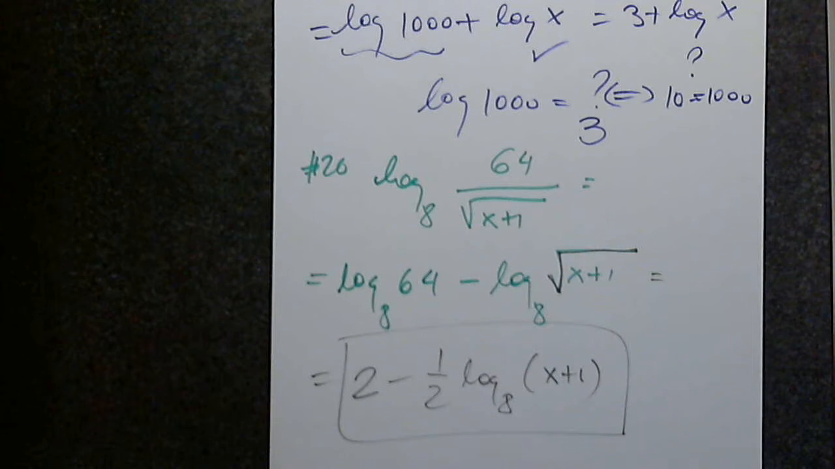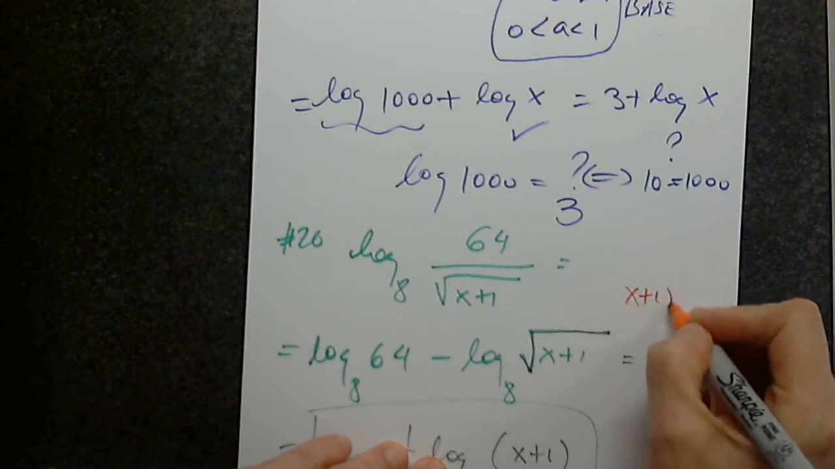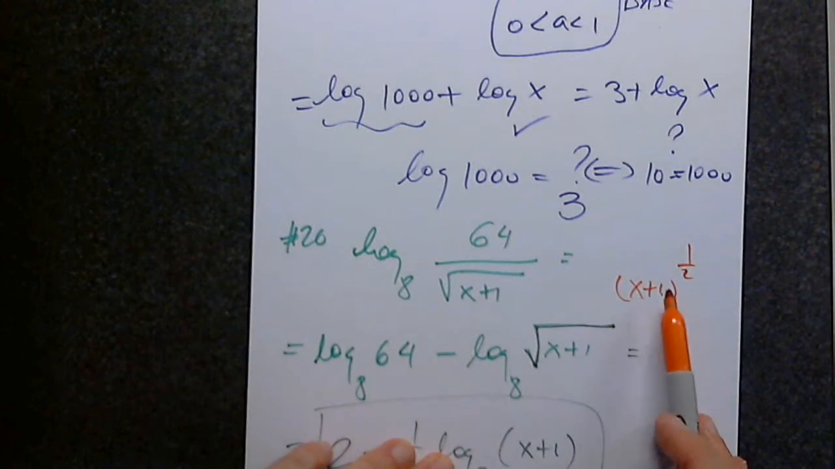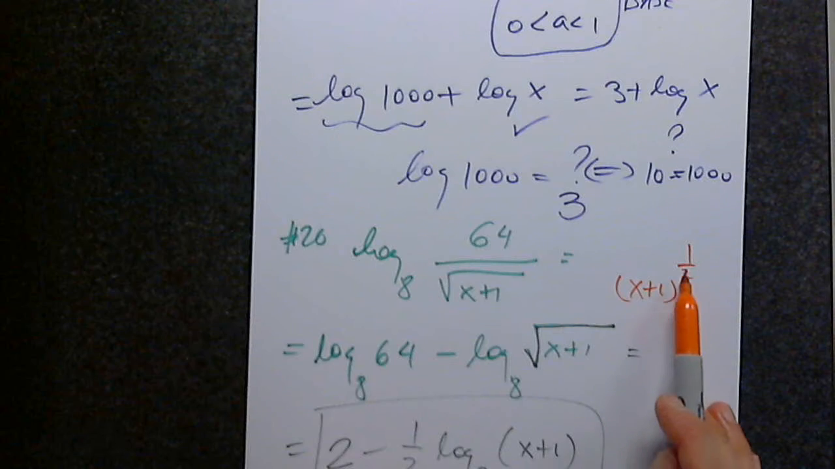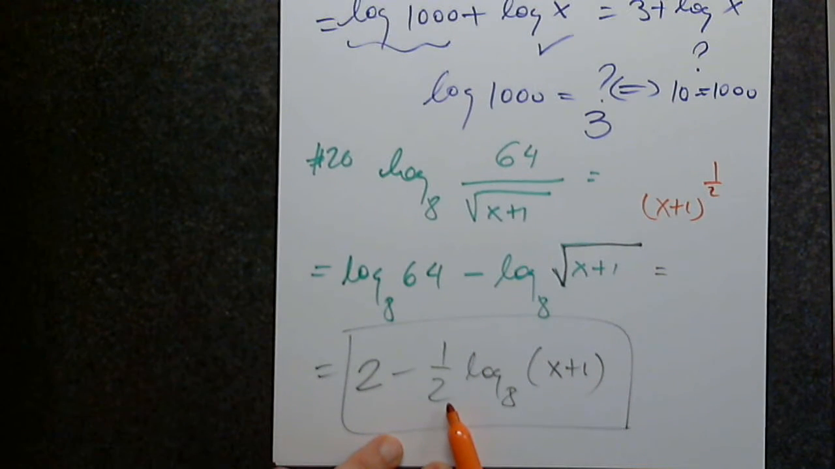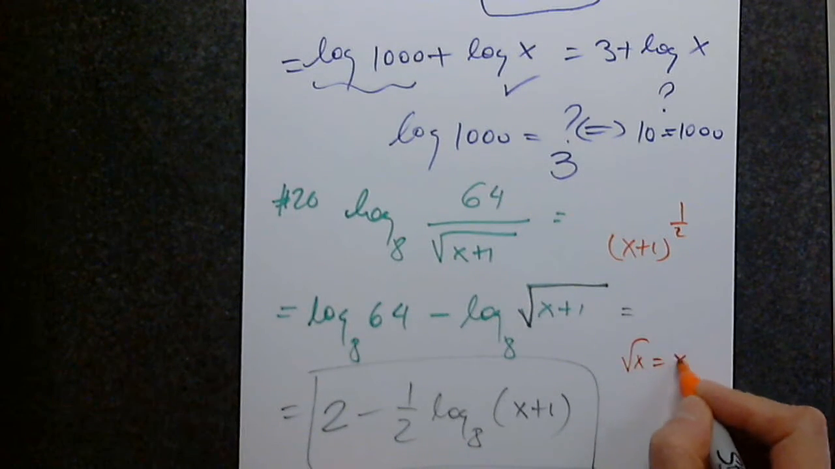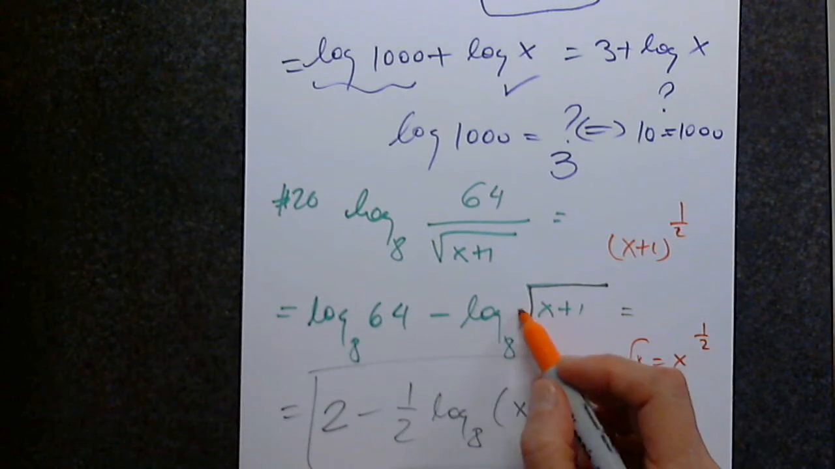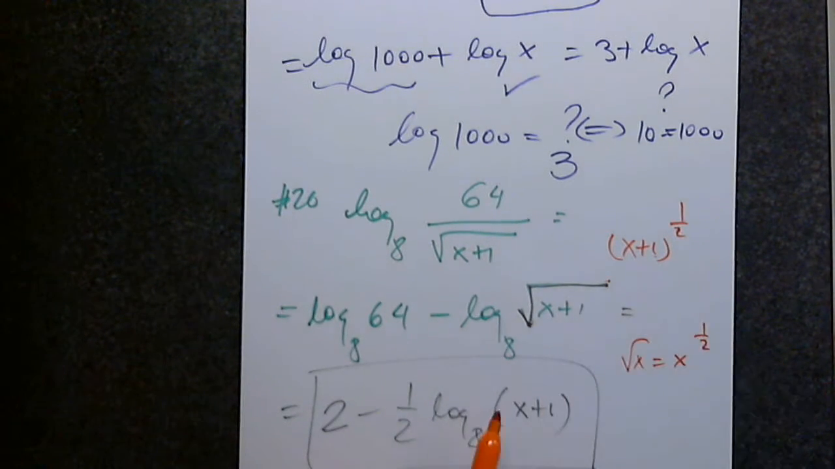We can't do anything else anymore. You understand that there is no property for log applied to a sum. You cannot further simplify that. Is that clear? I'm kind of lost how we got from the second line to the third line. Yes, because x plus 1 to 1/2, log applied to x plus 1 to 1/2, the 1/2 goes in front. The square root of x is x to 1/2. So the square root of x plus 1 is x plus 1 to 1/2.